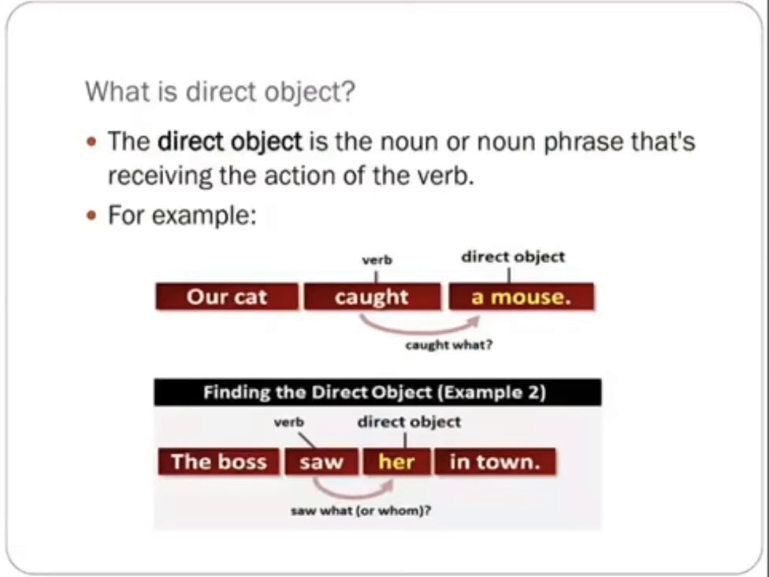Now, find the direct object in example number 2. The boss saw her in town. Whom did he see? He saw her. What did he see? He saw her. The boss is the subject, saw is the verb, and her is the direct object. So, the direct object answers the question what? In this example, the boss saw what? He saw her. So this is the direct object. The action is received by her. So, that is the direct object.